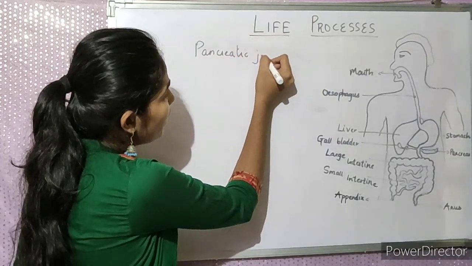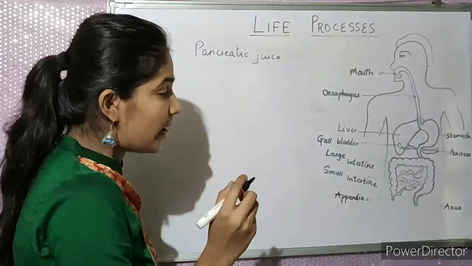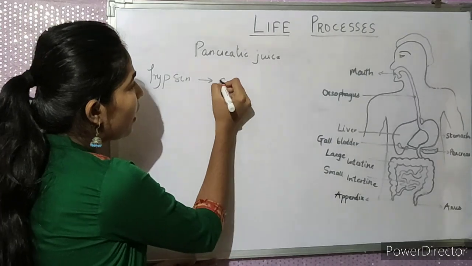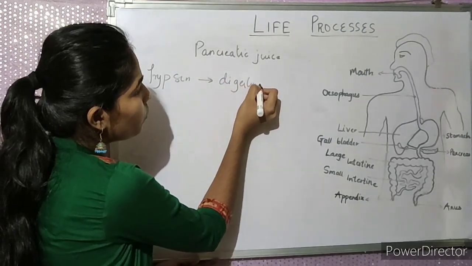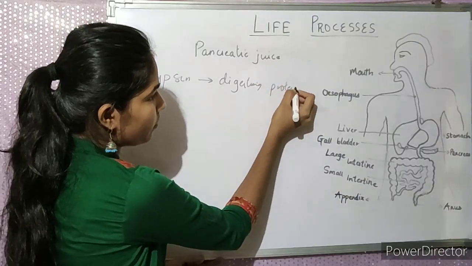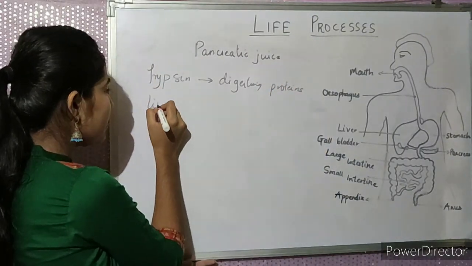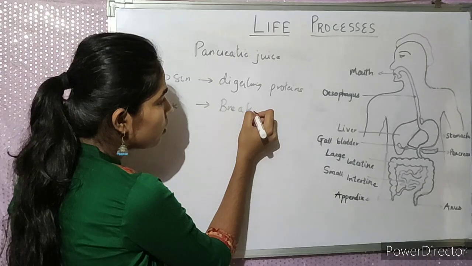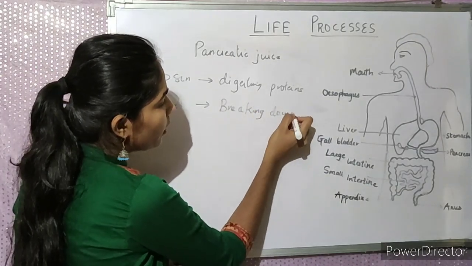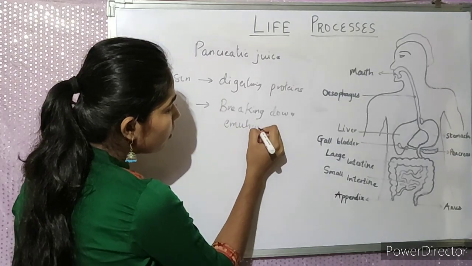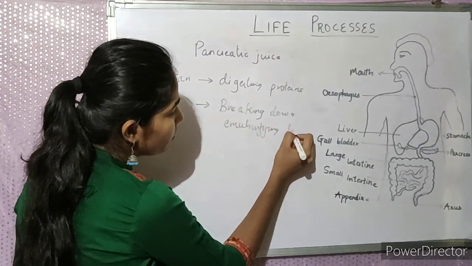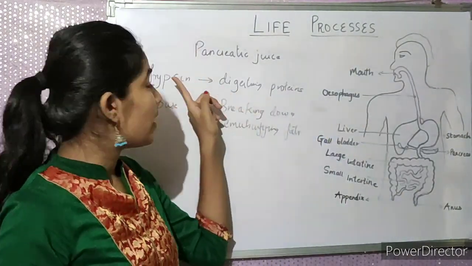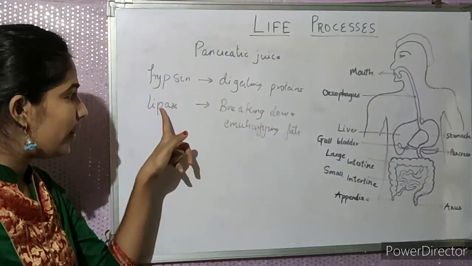Pancreas secretes pancreatic juice, which contains enzymes like trypsin, which helps in digesting proteins, and lipase, which helps in breaking down, emulsifying fats. Okay, so pancreas secretes pancreatic juice, which contains enzymes like trypsin, helping in digesting the proteins, and lipase for breaking down, emulsifying fats.